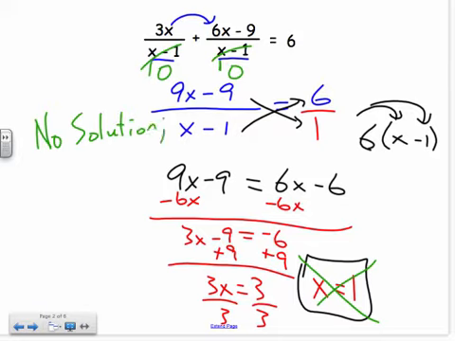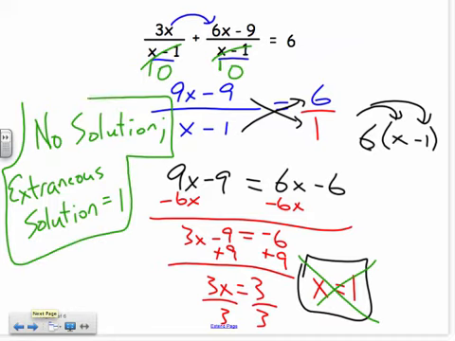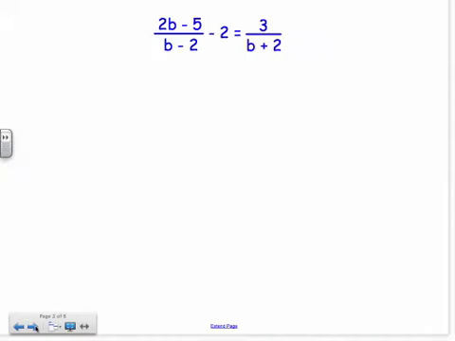But I should state that I do have an extraneous solution of 1, don't I? Okay, so there is no solution, but there is an extraneous solution of 1, because 1 works, but if I plug a 1 in, I end up dividing by 0, which doesn't make sense. I can't do that. So essentially there's no solution, but we solved and we got 1, and then made our denominator 0, so we call it an extraneous solution. So you always have to check to see if it's extraneous or not.